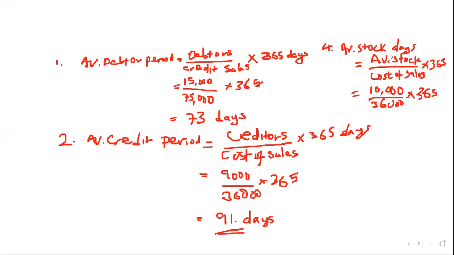So why they call it average stock? In case you are given the opening and closing stock, these figures are given in the question. You are supposed to add and then divide by 2, then you get the average. But if you are not given the opening, you are just given the closing, then you just use the figure that you are given as closing.